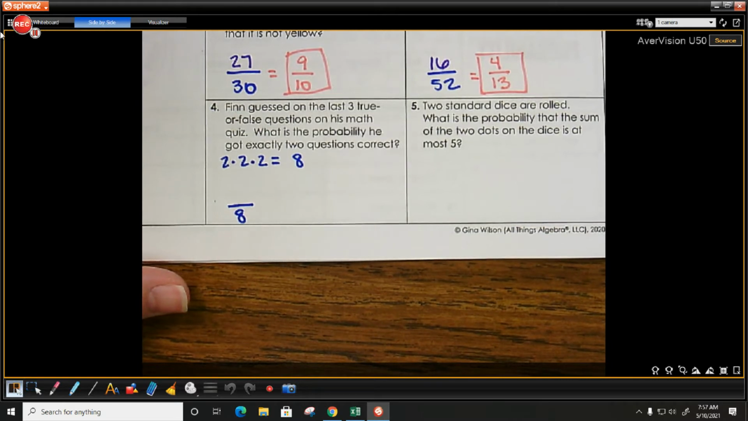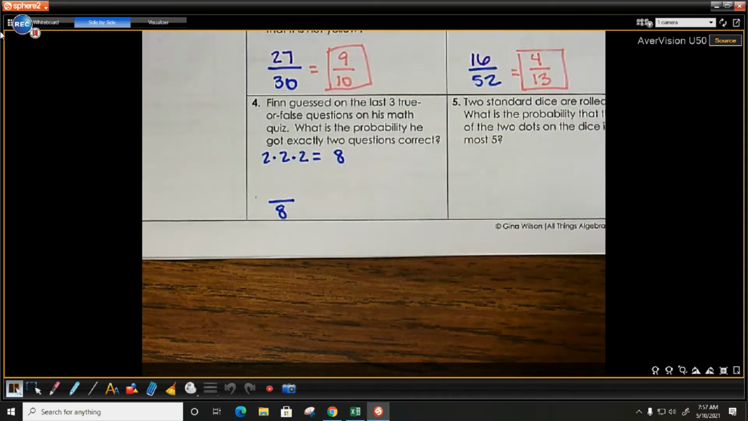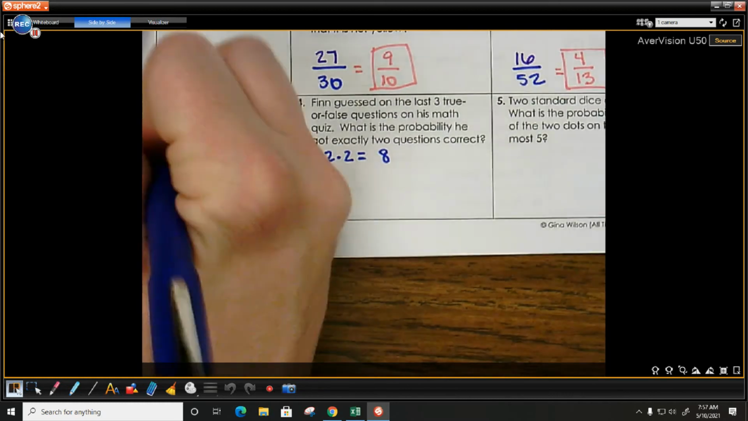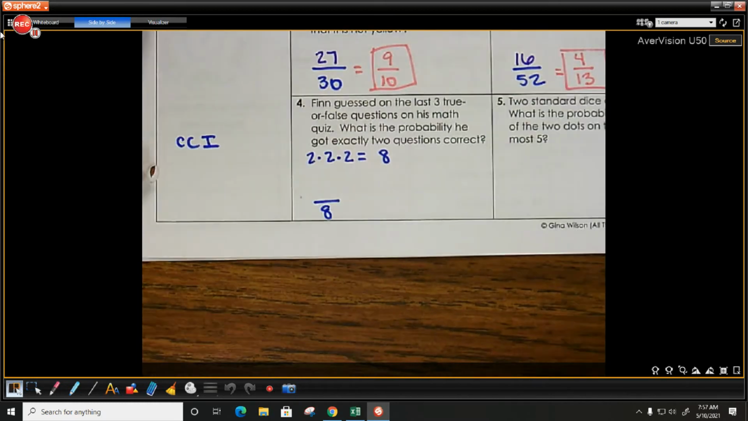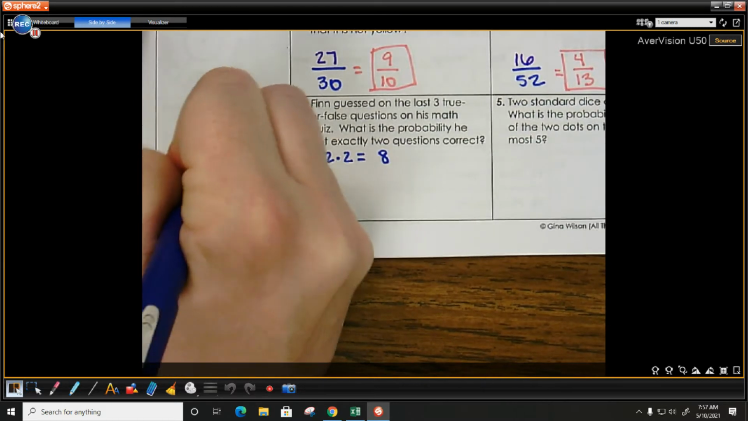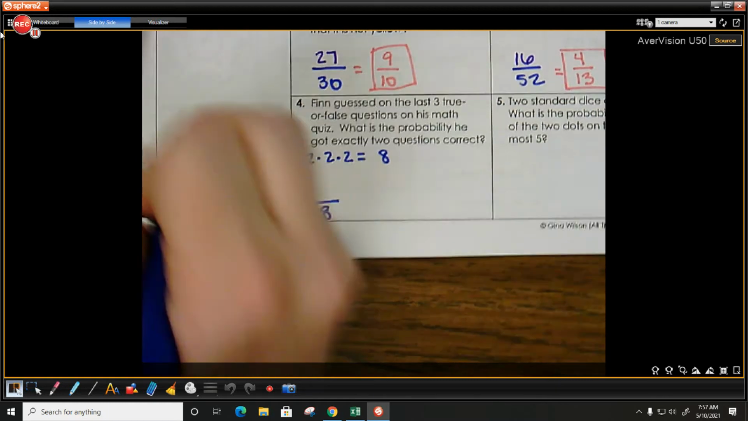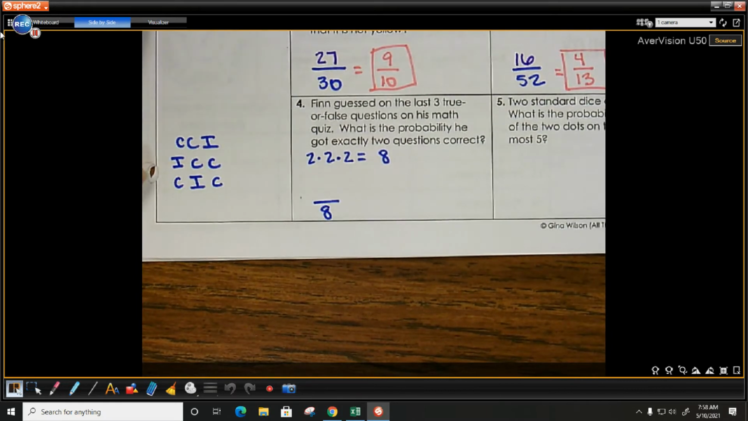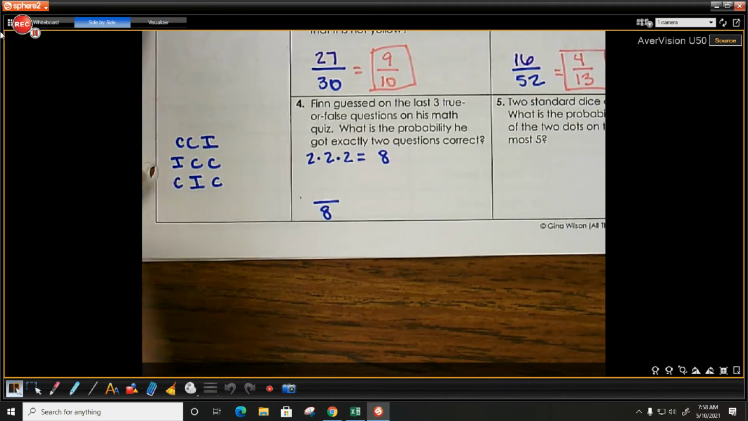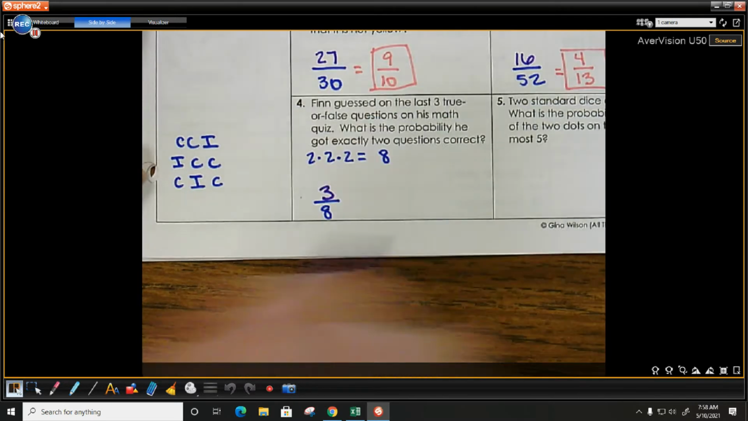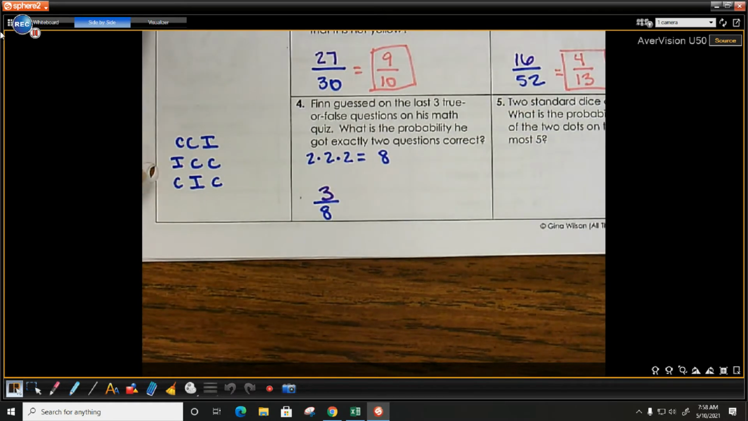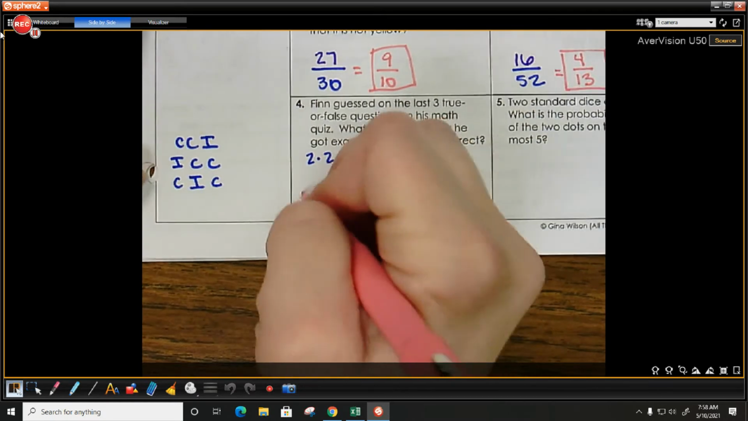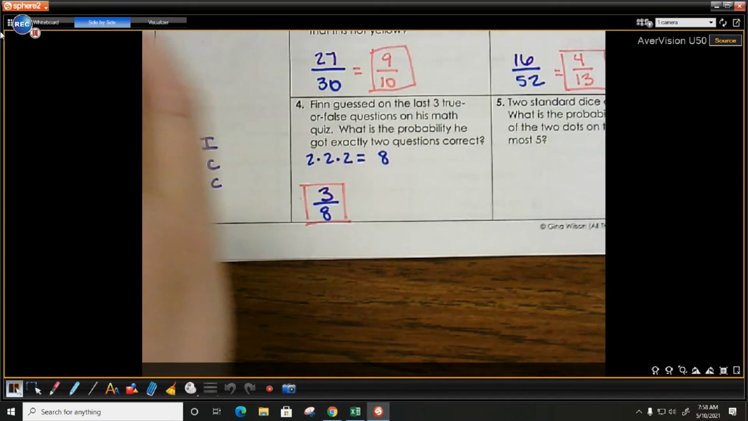So now we need to figure out what is the probability that he got exactly 2 correct. So let's draw this out. Let's say he got the first 2 correct and the last one incorrect. Let's say he got the first one incorrect and the last 2 correct. What if he got the first and the last correct and the middle incorrect? Are there any other possibilities where he could get exactly 2 correct? No, so that's 3 options. Does 3 over 8 simplify? No, done. Good?